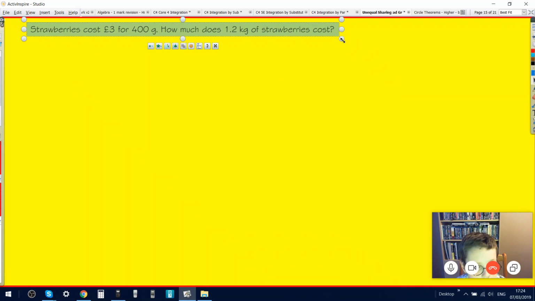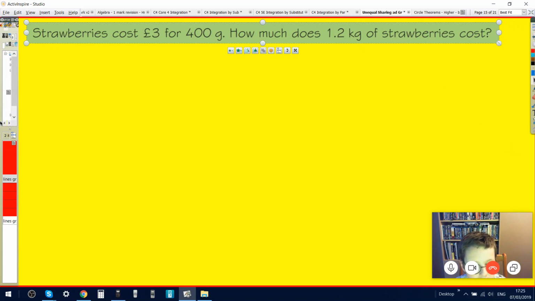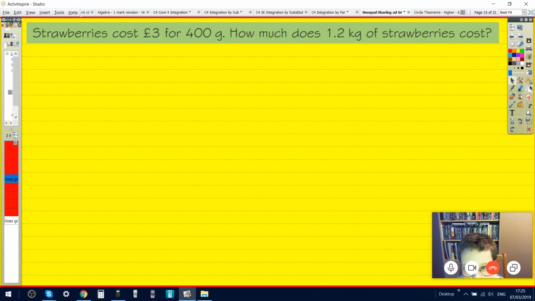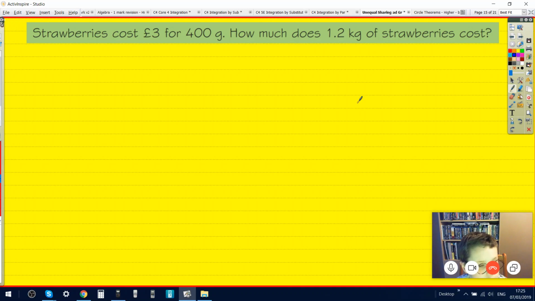Okay, how about this one? Strawberries cost £3 for 400 grams. How much does 1.2 kilograms of strawberries cost? So, first of all, I think it's best that we work out what 1 kilogram costs. And so we would need to add 7 onto 3. So there might be an easier way.